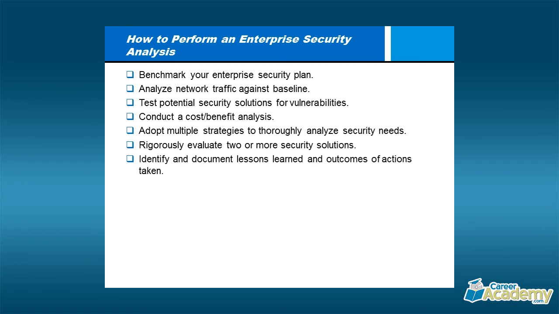If you see some things that need to be changed, again, test those security solutions, look for vulnerabilities. Again, some of those choices that you want to make, go through the cost-benefit analysis to see if it's worth it. Again, look at different strategies so that you can thoroughly analyze your security needs. Rigorously evaluate 2 or more security solutions as a choice. Don't just say, well, we've always bought brand X, so we're going to stick with brand X. Brand Y might have something for you. And then identify and document the lessons that you've learned and the outcomes of the actions that you took.